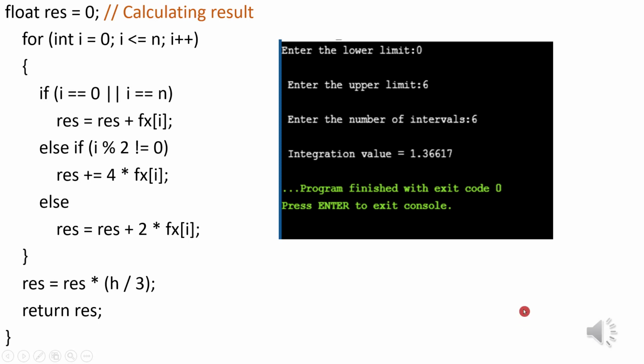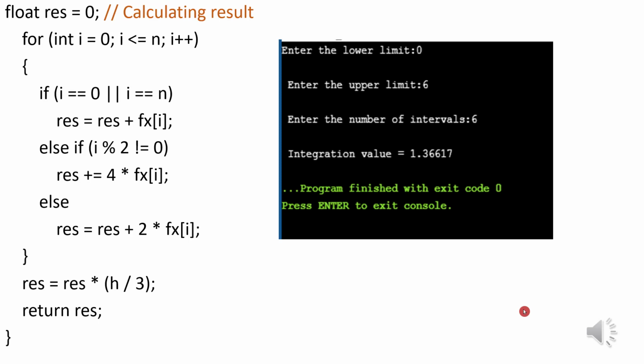After calculating the values of x and f of x, to calculate the result, the sum of ordinates, we use a for loop. At first, a variable res is set to 0 initially. For int i equal to 0, i less than or equal to n, i plus plus, if i equal to 0 or i equal to n. Relational operator is used to check the condition. res equal to res plus fxi. If the value of i is 0 or 6 as in our question, it will execute the statement res equal to res plus fxi.